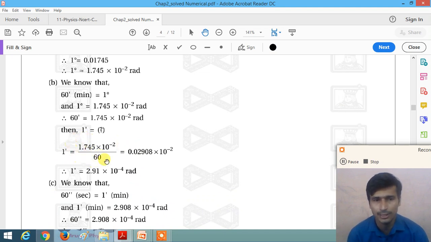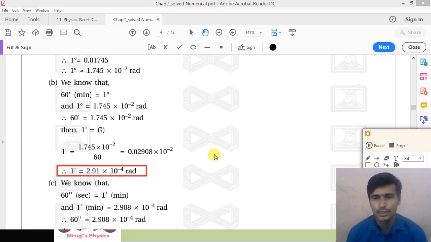If you calculate this, you get the answer 0.02908 into 10 raised to minus 2 radian. So dear student, 1 minute is equal to 2.91 into 10 raised to minus 4 radian. Remember this: 1 minute is equal to 2.91 into 10 raised to minus 4 radian.